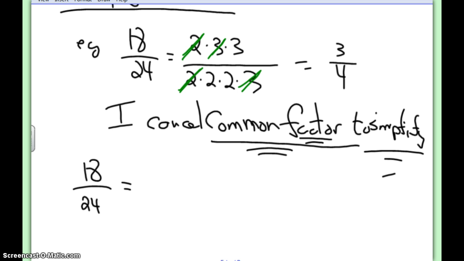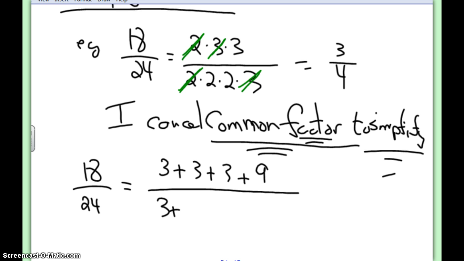18/24 can be expressed as a sum of terms. You could write 18 as, well, this would be great, 3 plus 3 plus 3 plus 9. And on the bottom, we could have 3 plus 9 and 3 plus 9. And you might say, well, why would I do that? Well, I've got terms now.